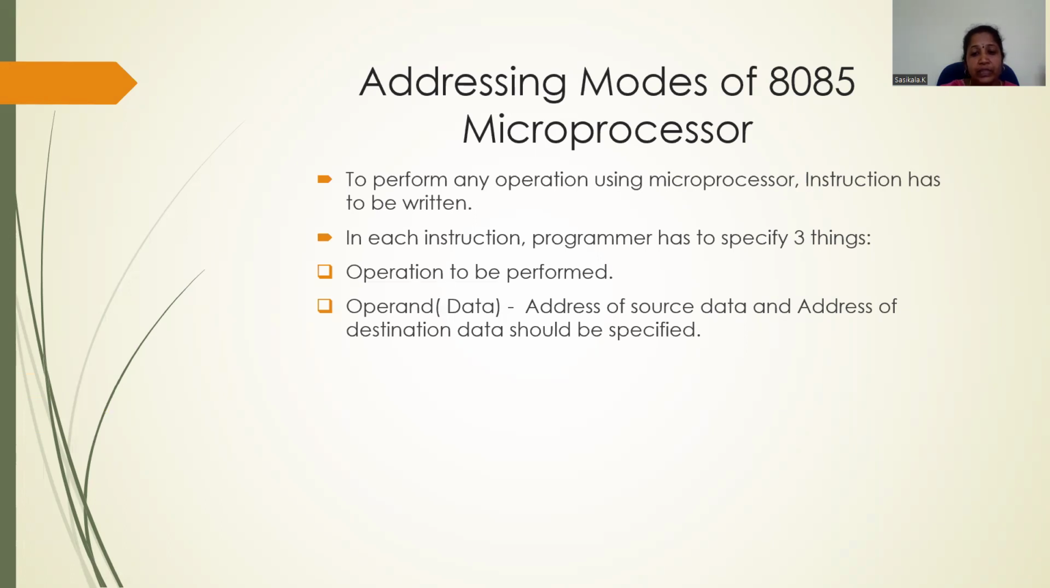Operand means data. That is the address of the source data and the address of the destination. Source means from where it starts and destination is where it ends. So the address of the source data and the address of the destination data should be specified.